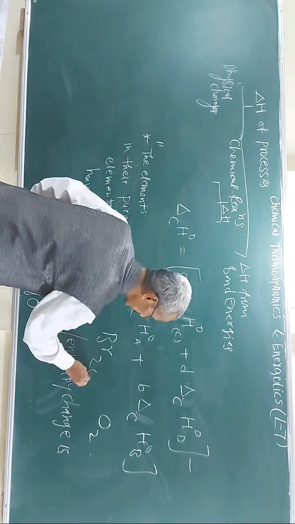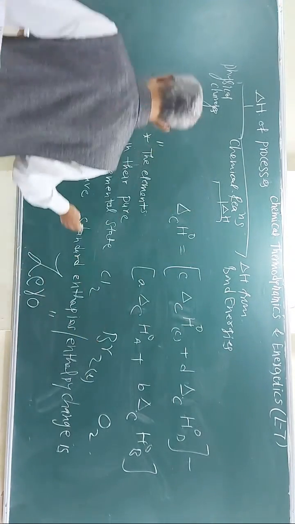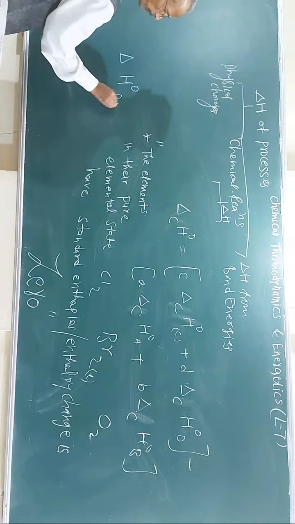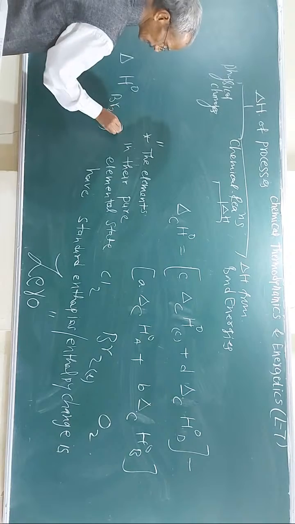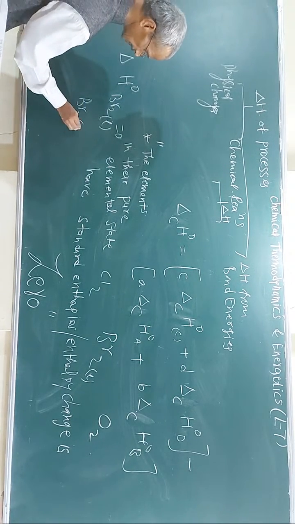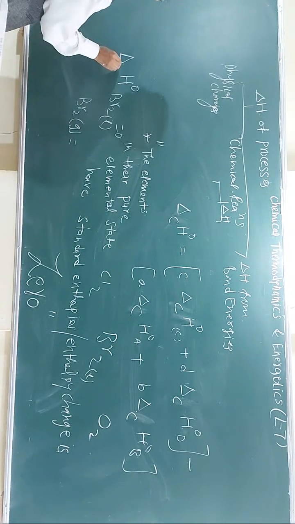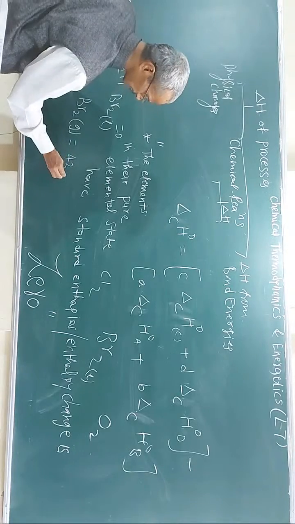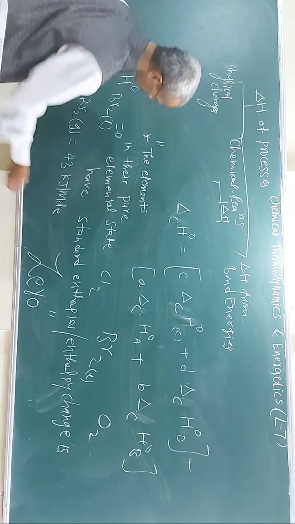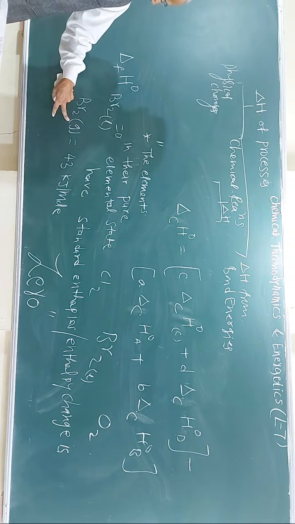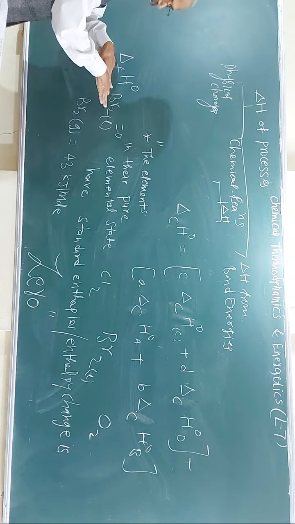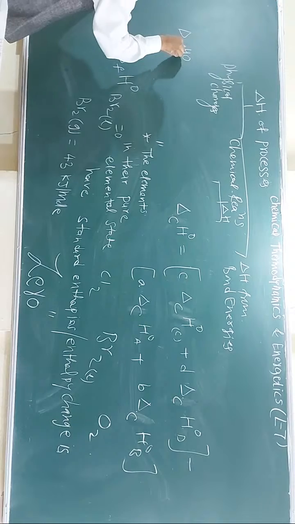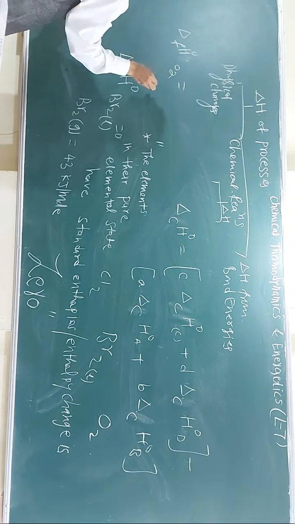For Br2, of course, the liquid is considered. The standard enthalpy of formation for Br2 in liquid is equal to 0, but for Br2 in the gaseous state it is not 0. It is about 43 kilojoules per mole. Why is it so? Because this is not the standard state. Bromine at 25 degrees Celsius is in the liquid state. Similarly, the standard enthalpy of formation for oxygen is equal to 0.